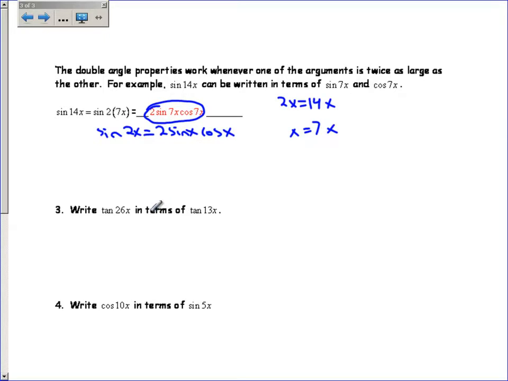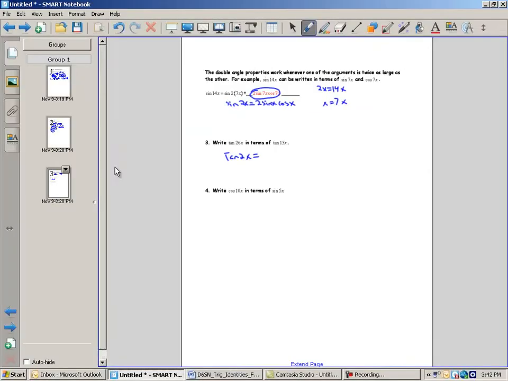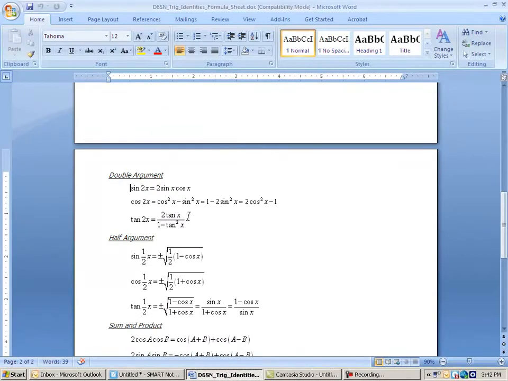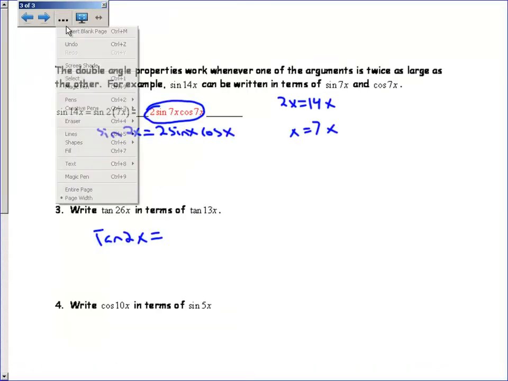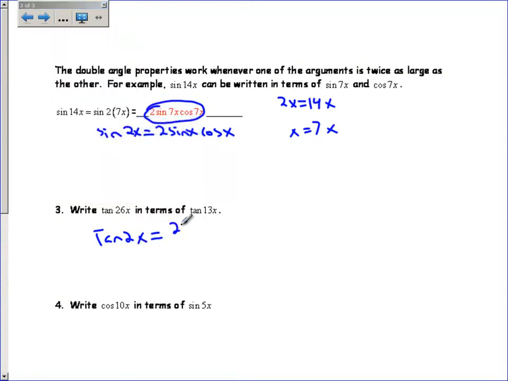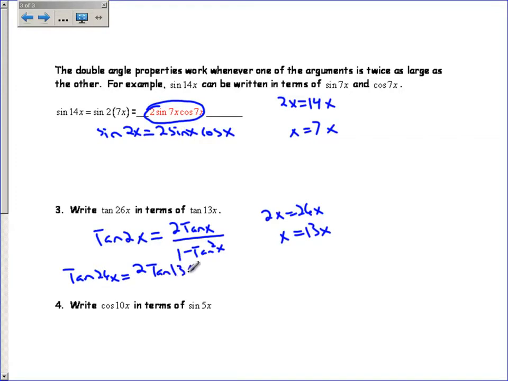And write tangent of 26x in terms of tangent of 13x. Well, from the formula chart, we know that the tangent of 2x is equal to 2 tangent x over 1 minus tangent squared of x. And x and 2x have that double relationship. So if 2x is 26x, then 1x is 13x. So I'm going to put 13x's here. So the tangent of 26x is 2 tangent of 13x over 1 minus the tangent squared of 13x.